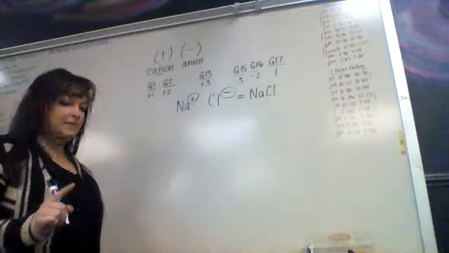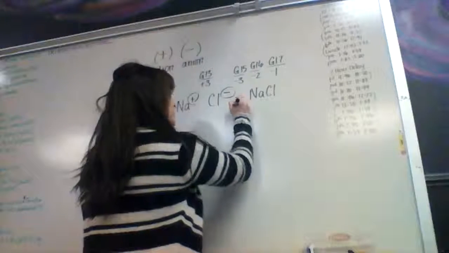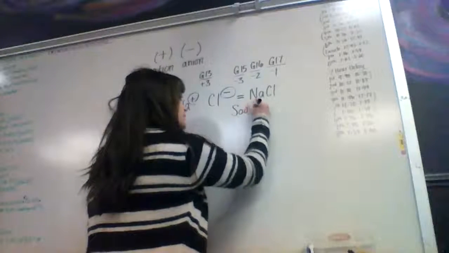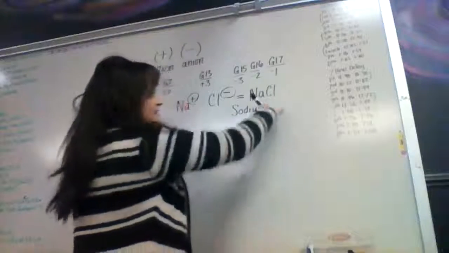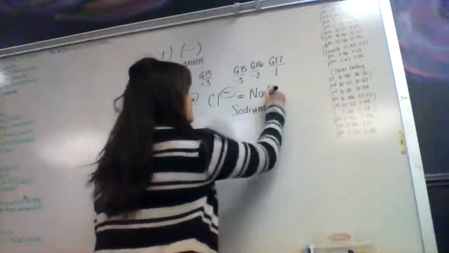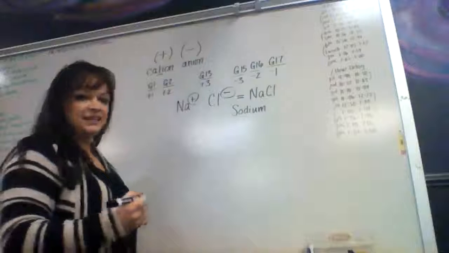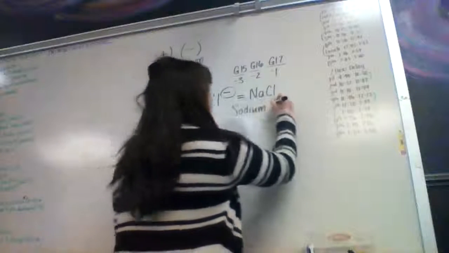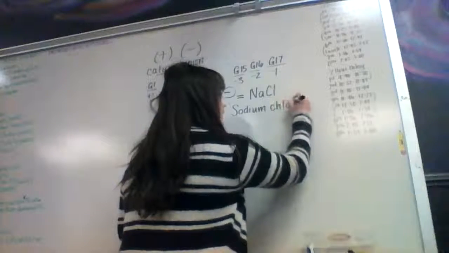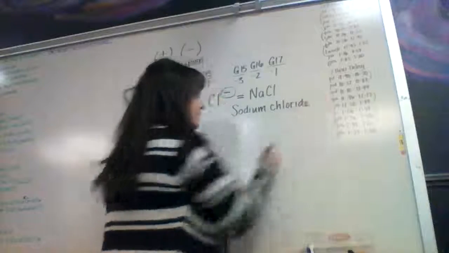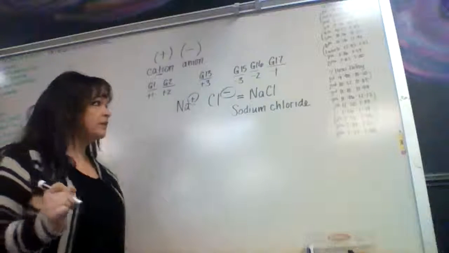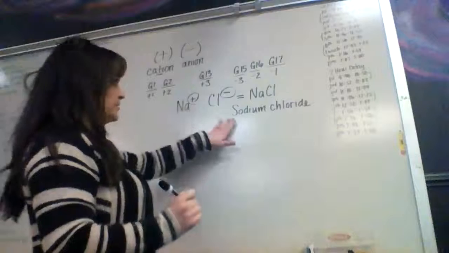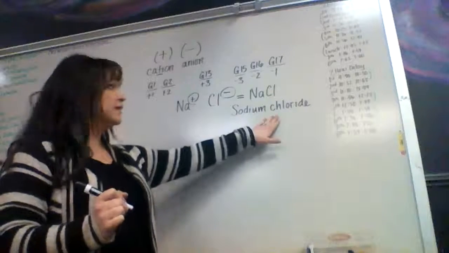Okay, when you're naming these, you're going to name the first one sodium. That's the first element in it. And instead of saying chlorine, it's going to get an ide ending. So this one's sodium, and then this is going to be chloride instead of chlorine. You capitalize this first one. You do not capitalize the second one.